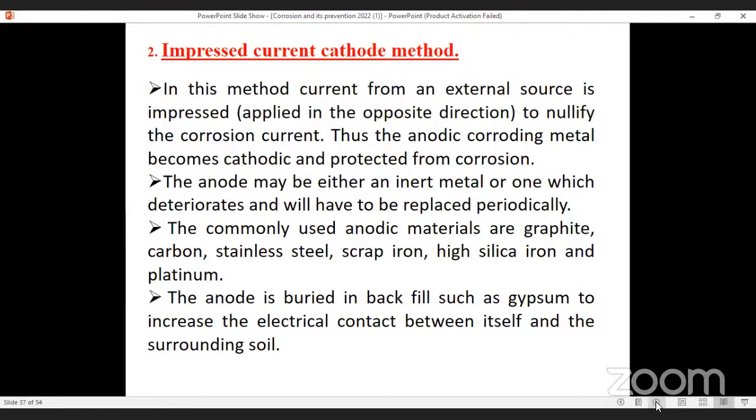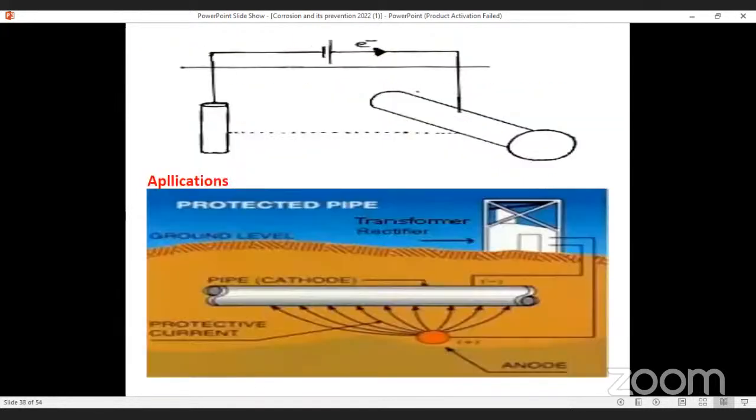So what does that mean? Where the anode is present, we need to convert the anode into a cathode. Therefore, there is no oxidation, no corrosion process at the anode, right? So that is the thing. For that, what do we have to do? This is the method. This simple setup will be there, right?